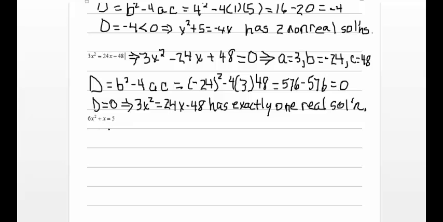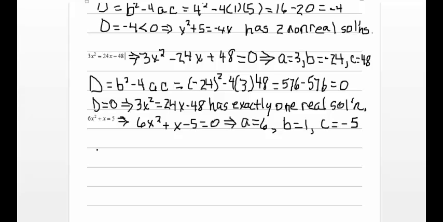Alright, in this equation we need to subtract 5 from both sides of the equation to get it in standard form. And we get 6x squared plus x minus 5 equals 0. We're able to determine that a is 6, b is 1, c is negative 5.